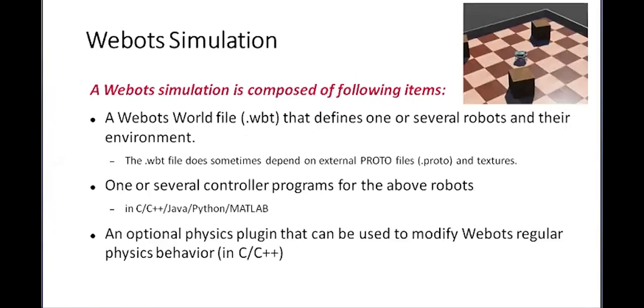Okay, simulation. There's an optional physics plugin that can be used to modify the regular physics engine behavior. The physics plugin is necessary, for example, if you want to set different frictions on different surfaces. You can do that by modifying the physics plugin. Also, if you want to do a hydrodynamic model, for swimming, if you want to include fluid dynamics, that can be done through this modification of the regular physics engine. And you can also use an aerodynamic model for flying robots by including that concept in the physics plugin.